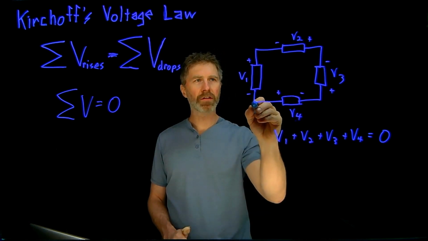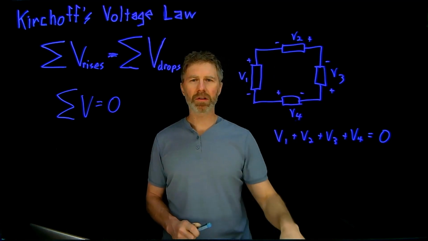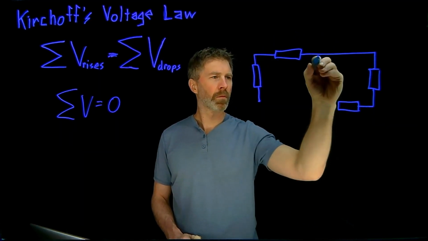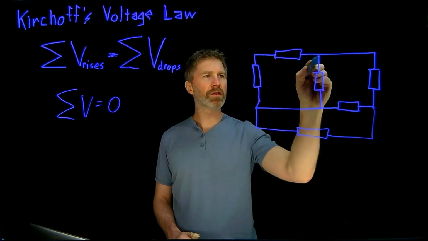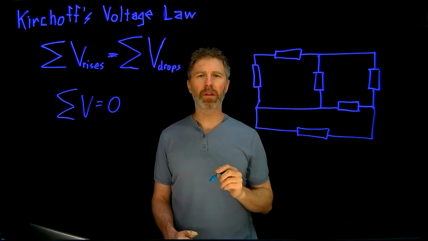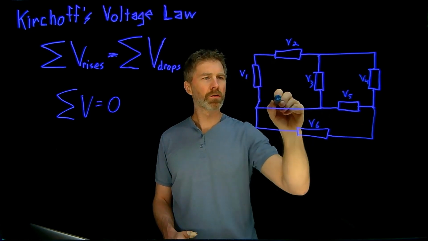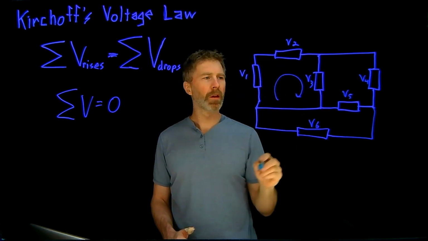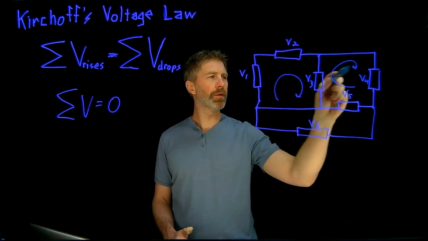And the loop doesn't have to be a simple loop like this, where there's only one loop in the circuit. It could be something more complicated like this. And no matter what loop I choose in this circuit, as long as I come back to the same point that I started with, the sum of all those voltages will be 0. So if I choose this loop, I would consider V1, V2, and V3. If I choose this loop, I'm going to have V3, V4, and V5.